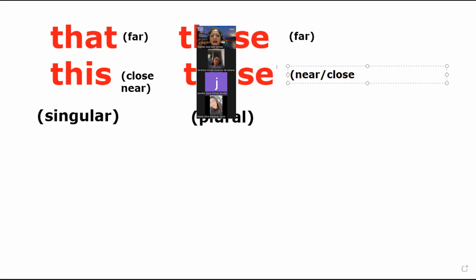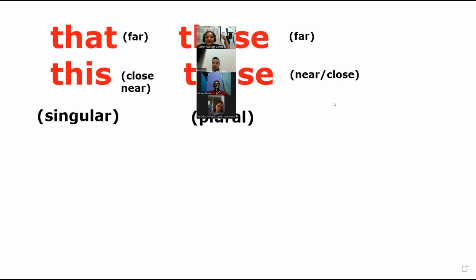Excellent. Now, for example, let me unblur my background. Sorry for the mess. Now, I want you to pay attention. How can I say that to you? That guitar. Is this a guitar or that is a guitar? That is a guitar. Excellent. Con el hecho de que usted señale, eso ya es that. Ah, that is a guitar.